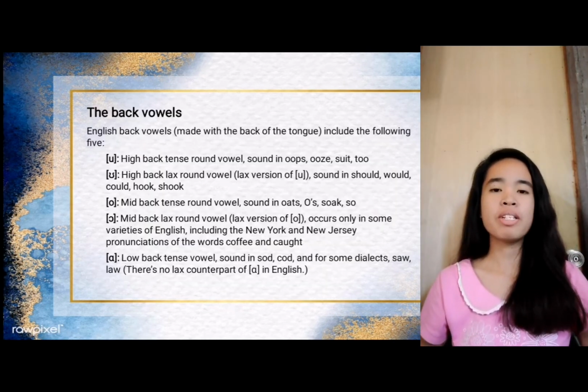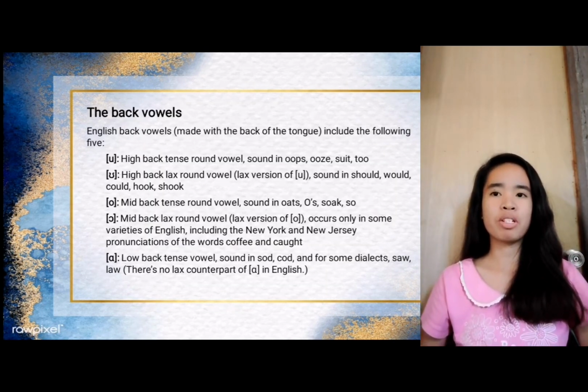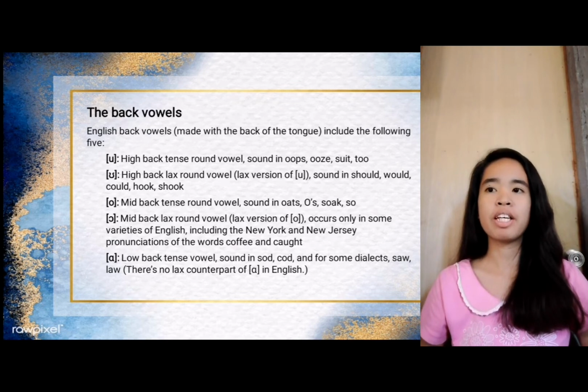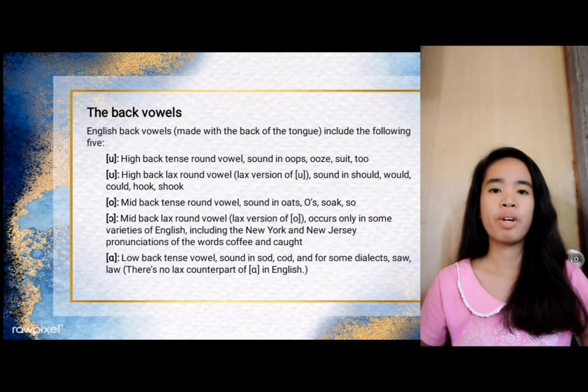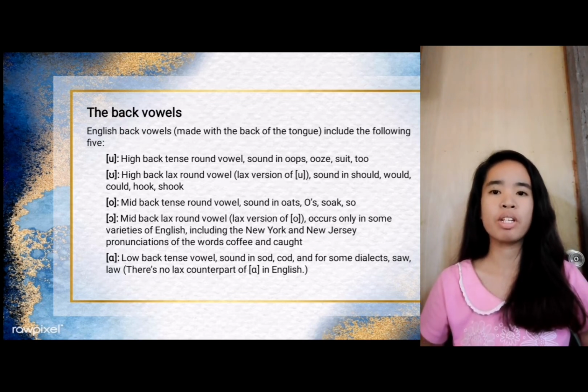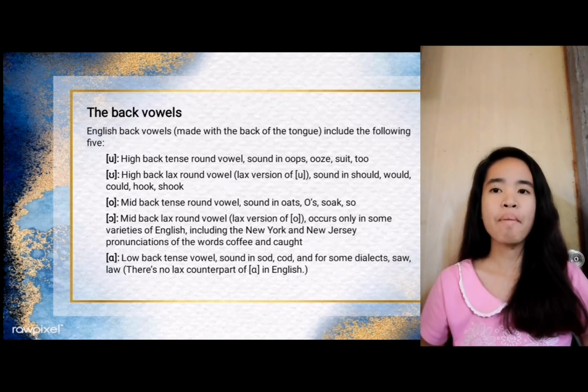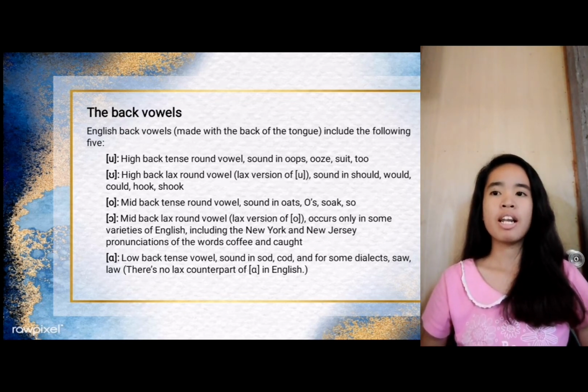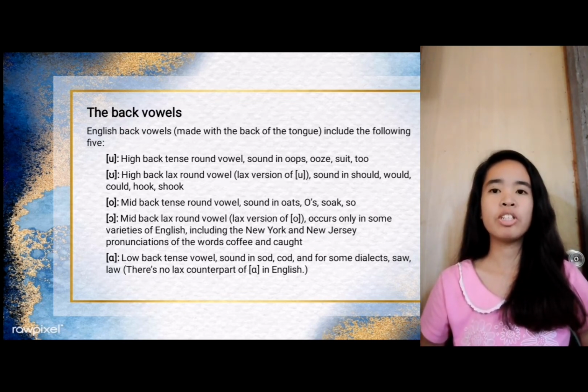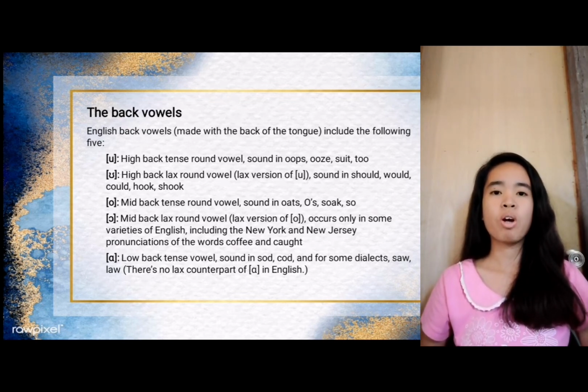The back vowels. English back vowels made with the back of the tongue include the following five. First, the high back tense round vowel, the sound in oops, ooze, suit, to. Second, the high back lax round vowel, the lax version of U, the sound in should, would, could, hook, shock. Third, the mid back tense round vowel, the sound in oats, ose, soak, so.